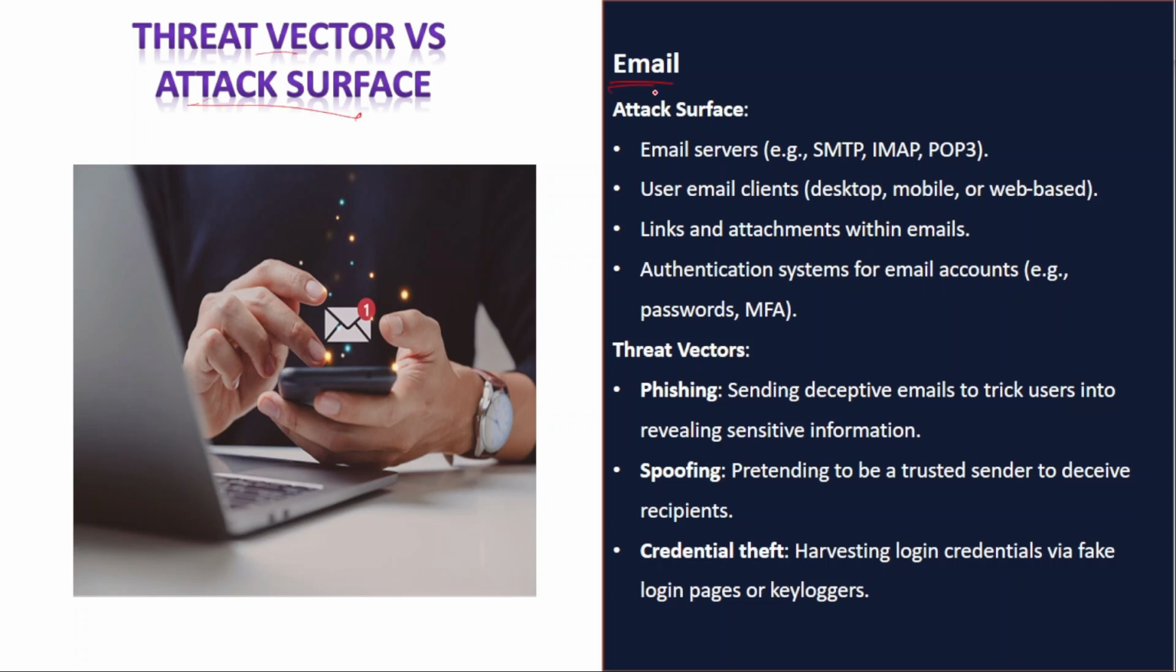First one is email. So what is the attack surface of an email? These may include the email servers, for example, SMTP, IMAP, and POP3. All these have different port numbers on which these email servers work. So these port numbers, these are basically the protocols on which these email servers work. So this is an attack surface. Instead of exploiting the individual clients, the attacker may directly compromise the email servers.